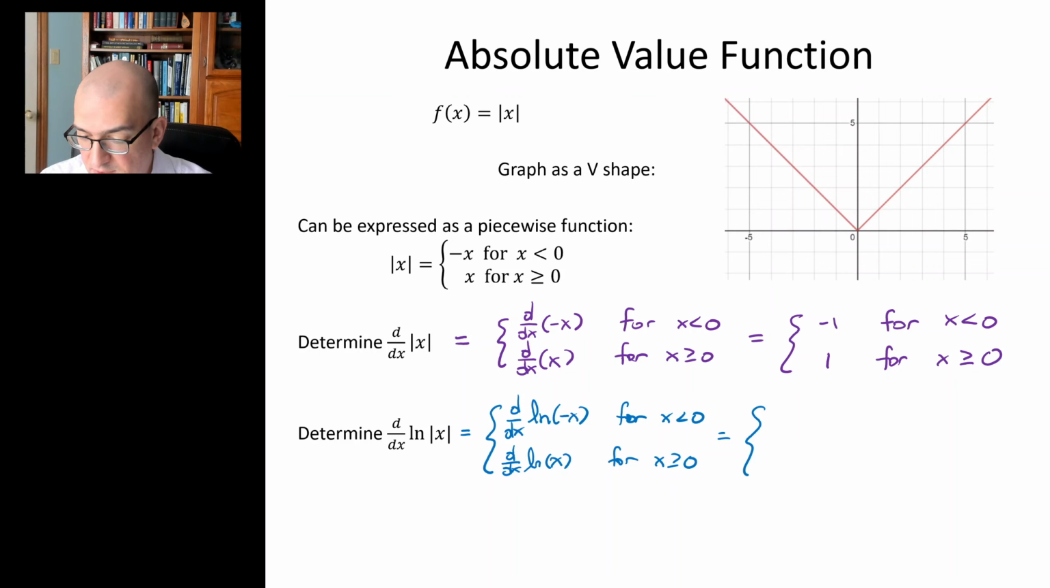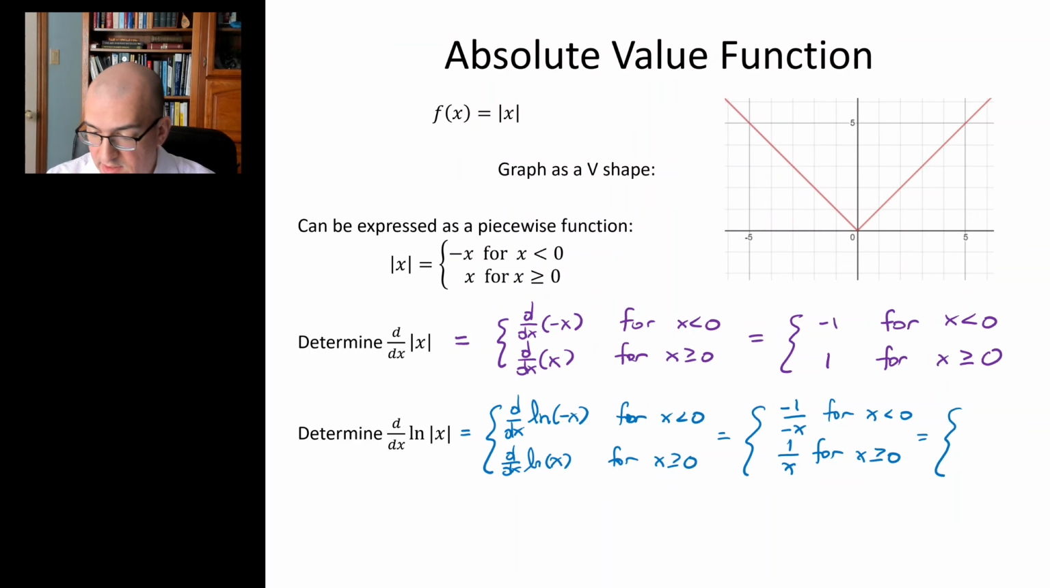Now I'm going to use the special derivative rule for taking the derivative of the ln of w. In this case, w is -x, so the derivative of -x is -1 divided by -x. So that's for x less than 0, and we get +1 over +x for x greater than or equal to 0. But this can be simplified. -1 over -x is 1 over x for x less than 0, and 1 over x for x greater than 0.